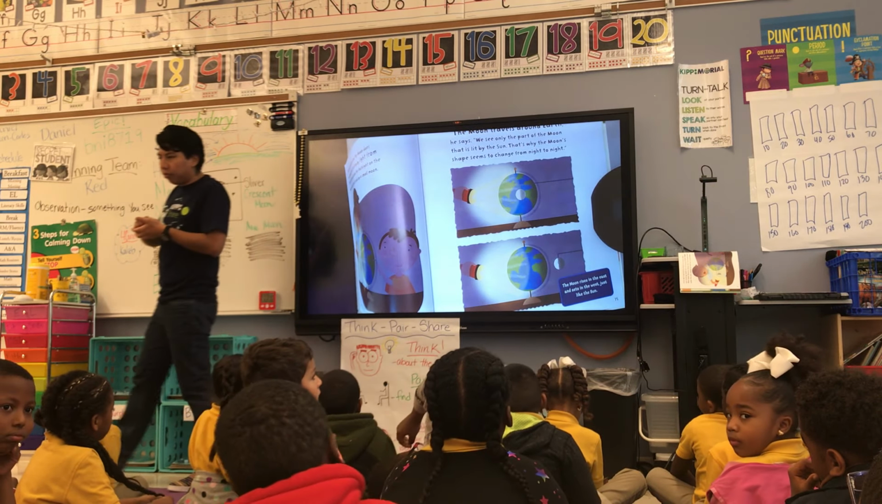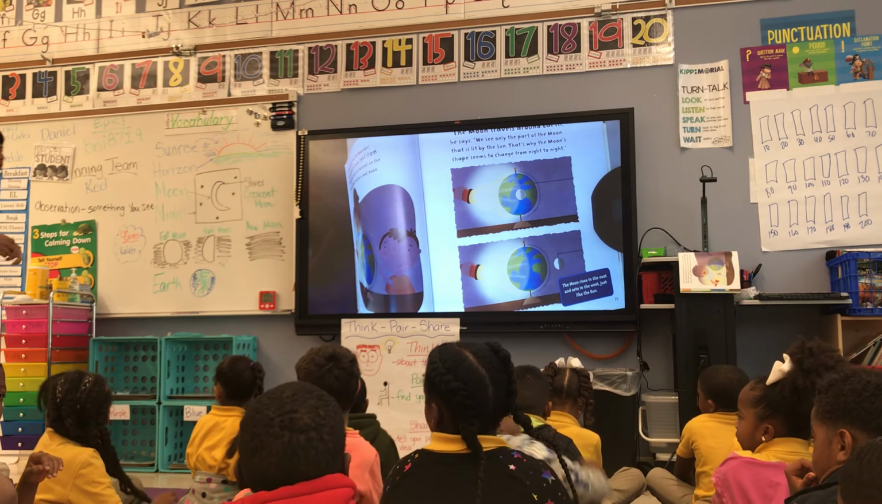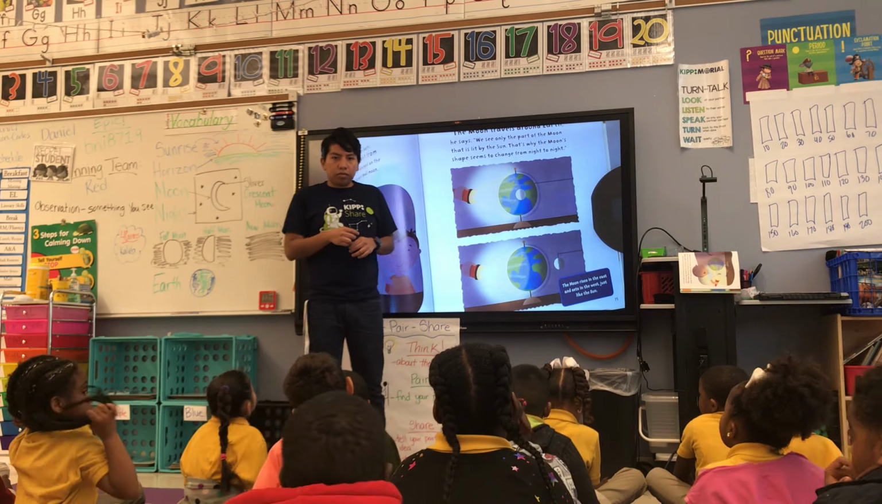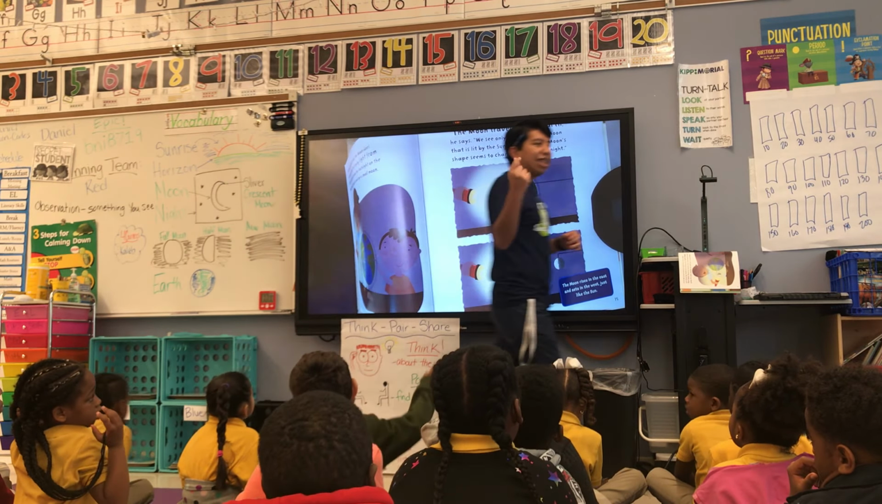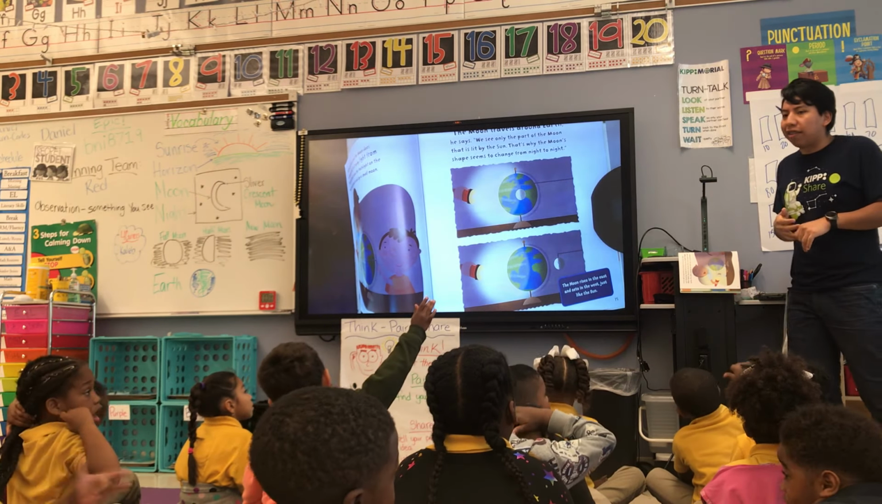I don't think the moon changes shape every day because every night it gets smaller and shorter and it keeps on getting smaller. I love that complete sentence. Sorry, but I don't think the moon changes shape, and he gave us why he thought that.